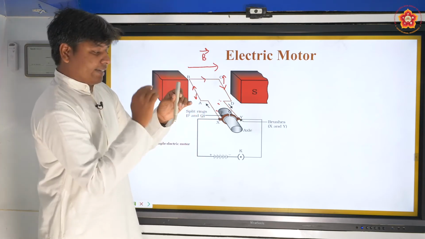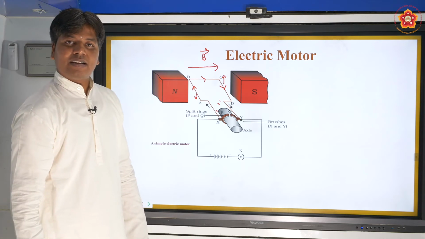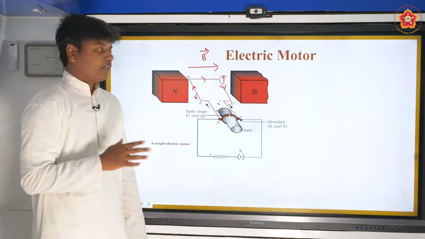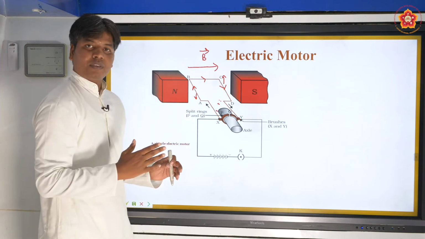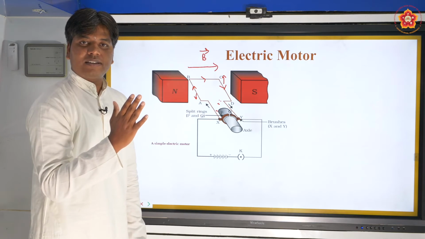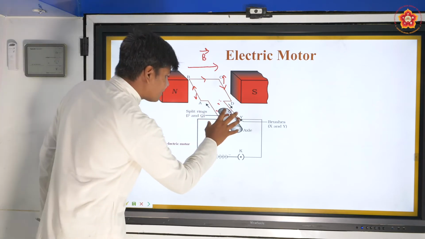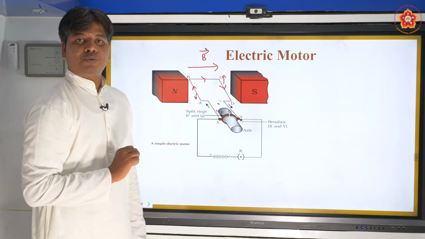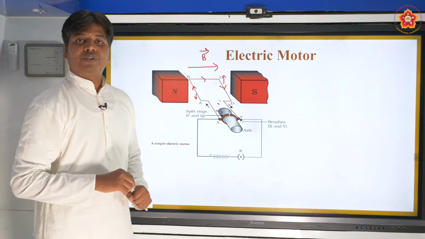That means it has to change the direction of current, right? That's how we change the direction of force, because magnetic field direction we cannot change, it is fixed. Only thing we can change to direction of force is direction of current. There this ingenious instrument, split ring, comes in role.